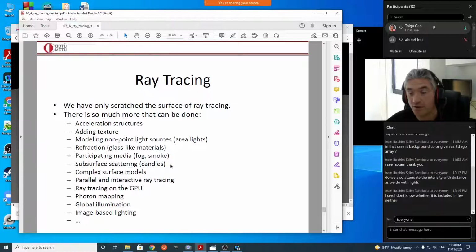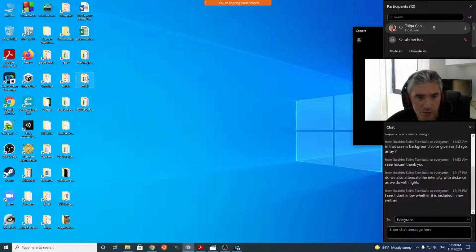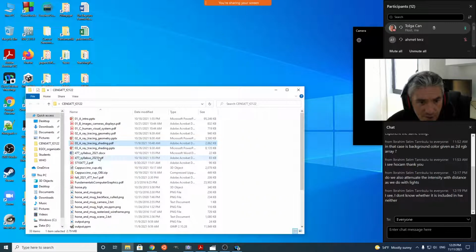Okay, so ray tracing has a lot of other things you can employ to make it look more realistic and more efficient to compute. There are data structures that we use to speed up intersection tests. This is very important. Also adding textures to ray tracing. We are going to see some of those in the upcoming weeks, but you're not going to implement these in the first homework. These are not mandatory in the first homework. Acceleration structure, I think the first homework has a bonus part.